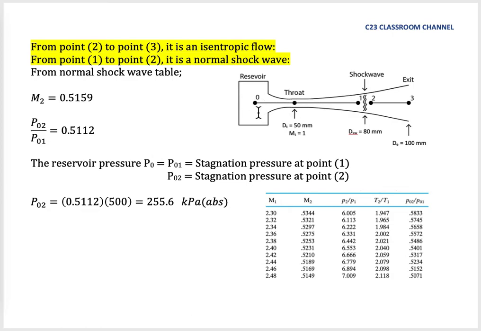Here, the stagnation pressure at point number 1 is equal to the pressure at the reservoir, because the reservoir has no velocity, which means it is a stagnation condition. So we can assume that the pressure at this moment is equal to the stagnation pressure at any point between 0, the throat, and number 1. So the stagnation pressure at point number 1 here is equal to the pressure at the reservoir. So we take 500 kilopascal as the stagnation pressure at point number 1.